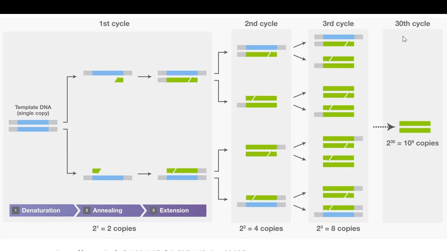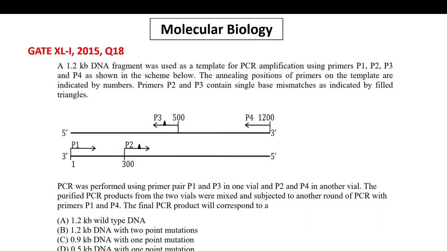Similarly, in the 30th cycle, if you start with a single template, then you end up with 10 to the power 9 copies. So there is an exponential increase in your template DNA copies as we proceed through the different cycles, and the exponential increase is in the 2 to the power n form. I have also provided this YouTube link. If some of you are interested in knowing more about PCR or want to brush up your concepts about PCR, then you can look into this video for greater detail.